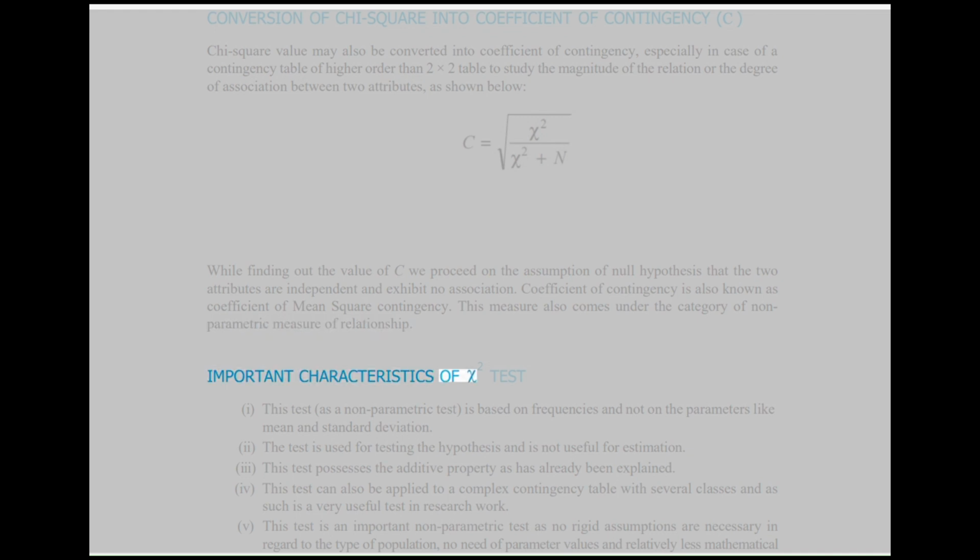Important characteristics of chi-square test. 1. This test, as a non-parametric test, is based on frequencies and not on the parameters like mean and standard deviation. 2. The test is used for testing the hypothesis and is not useful for estimation. 3. This test possesses the additive property as has already been explained. 4. This test can also be applied to a complex contingency table with several classes and as such is a very useful test in research work.